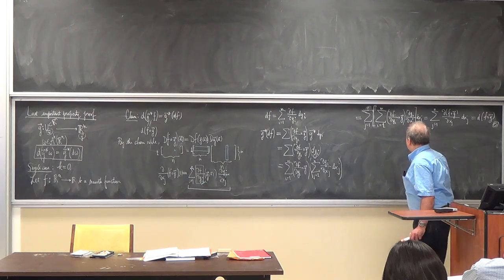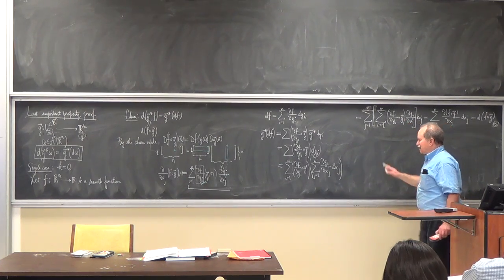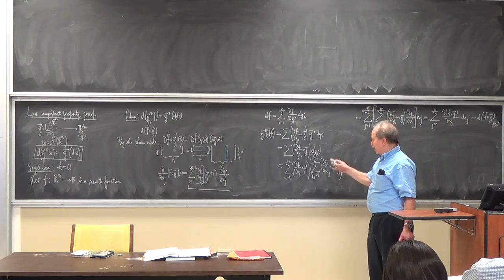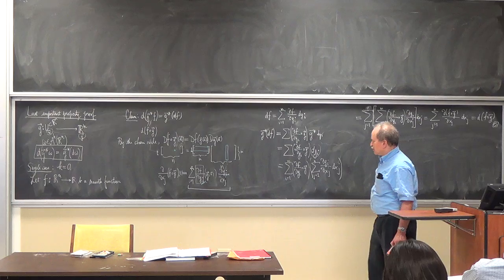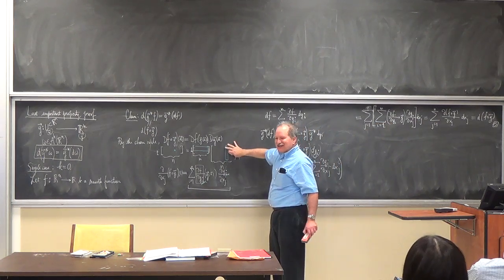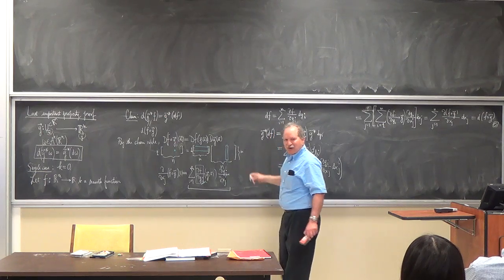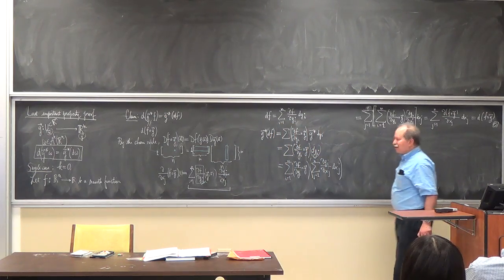Okay? So, I mean, it's yucky, but there's nothing deep going on here. It's just bookkeeping, turning this beautiful matrix notation for the chain rule into yucky component by component notation for the chain rule.